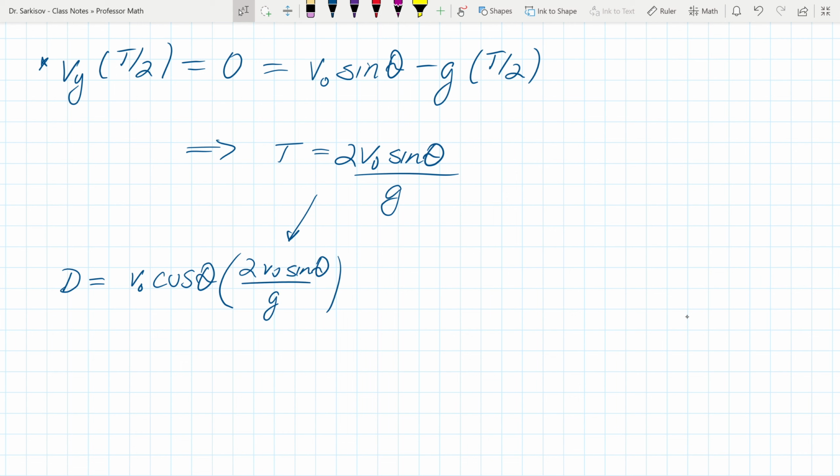okay? Now let's rearrange this just a little bit, and let's get the V naught squared out. Let me actually do this as follows: V naught squared over g, right? And then let's do the 2. There's a reason I'm doing this. 2 cosine theta sine theta together, right?